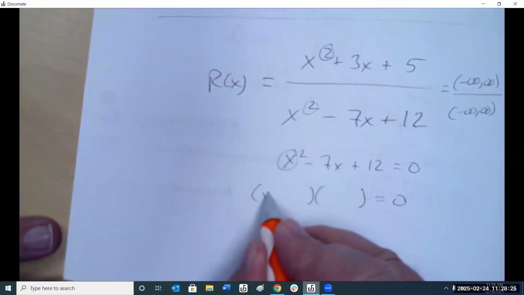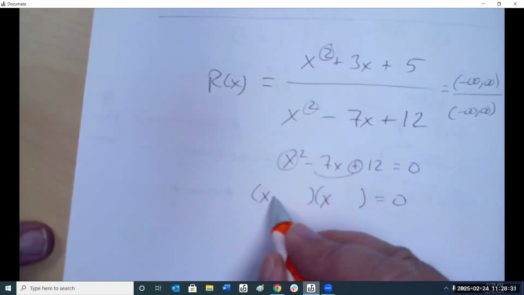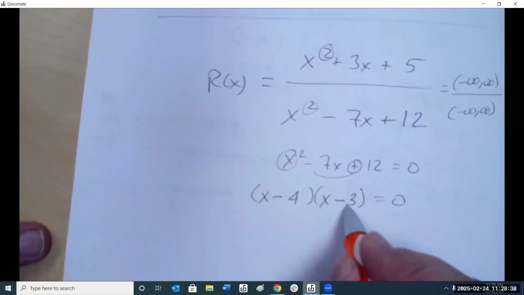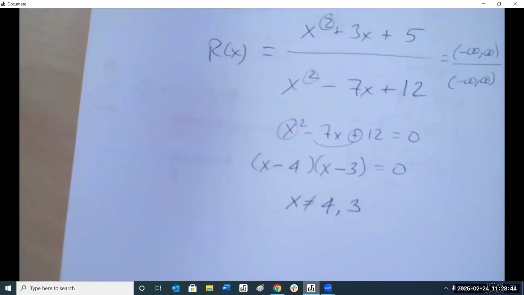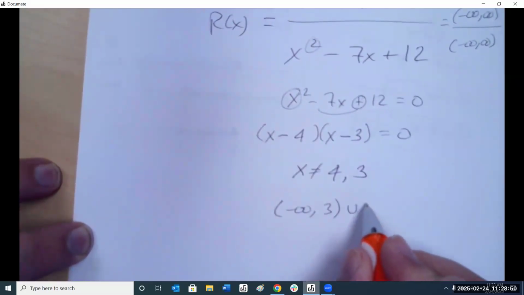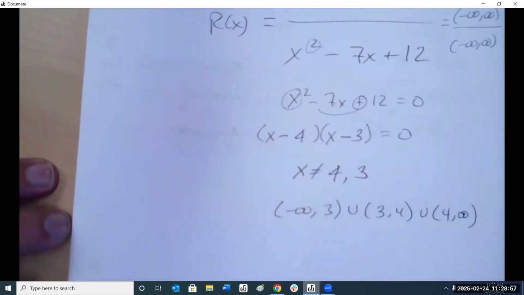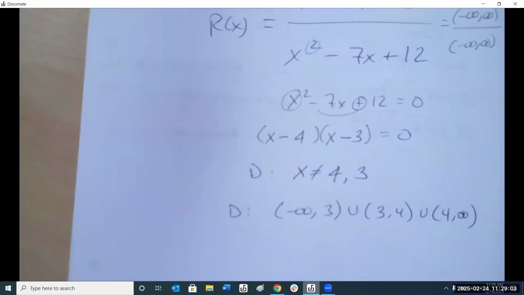So what makes x squared? x and x. They both have to have the same sign. They're both minuses. What times what is 12? When you add them, you get 7. So x cannot equal positive 4 and positive 3. So that's my domain. It's from negative infinity to 3, 3 to 4, 4 to infinity. So we're just building up from there. And also we're going to look at transformations, and whether they have anything to do with it.